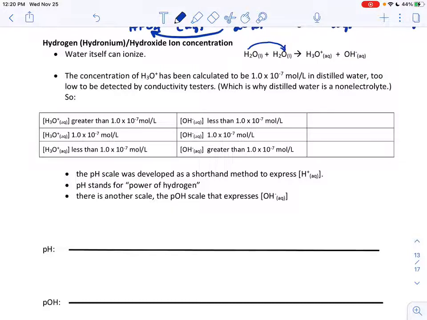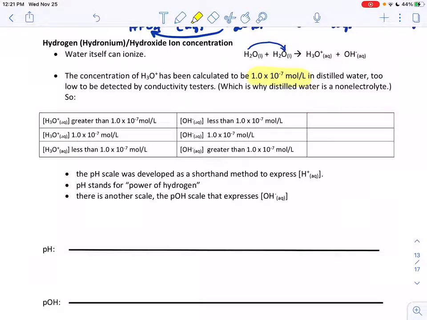So this means that in a solution or in a liquid that has only water molecules, you're going to have a teeny tiny bit of hydronium and a little bit of hydroxide. It's in such low concentrations that the conductivity testers we use in the lab can't actually detect that they exist there. But they can be detected with very, very sensitive instruments. And it's been discovered that the concentration of the hydronium and the hydroxide is 1.0 times 10 to the minus 7. So think about that, 0.0000007 moles per liter in distilled water.